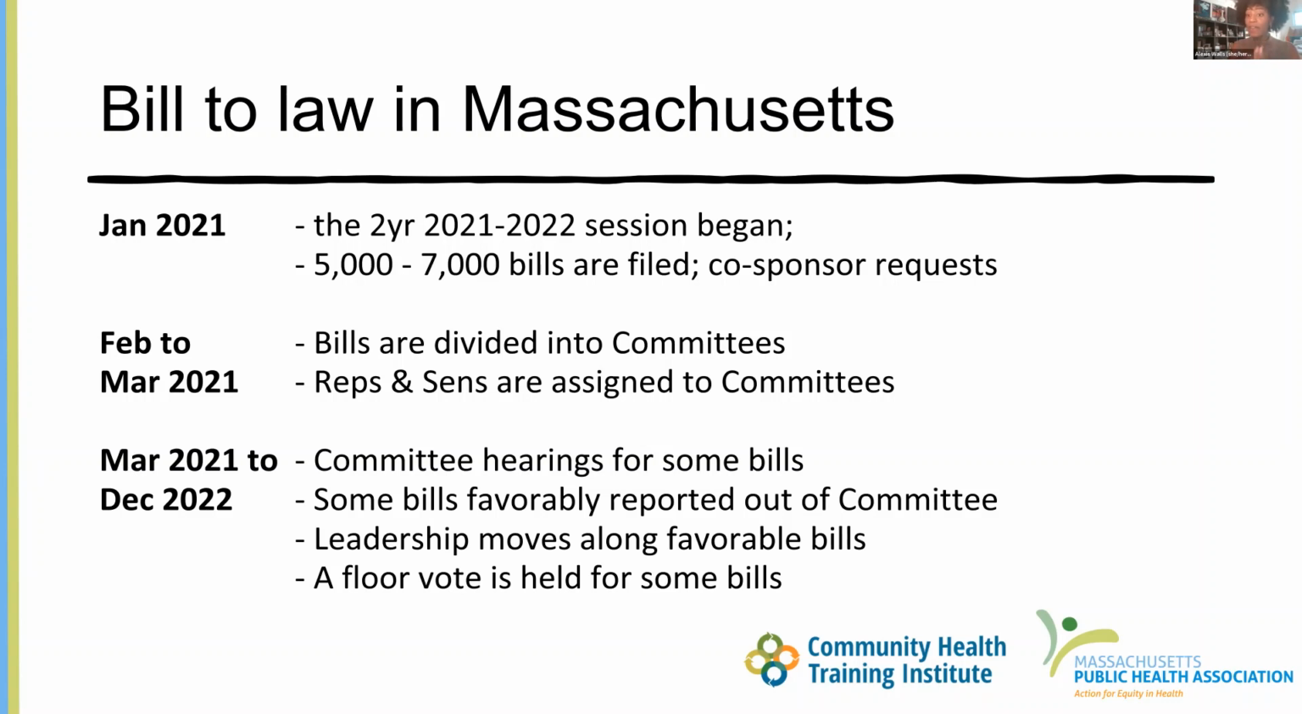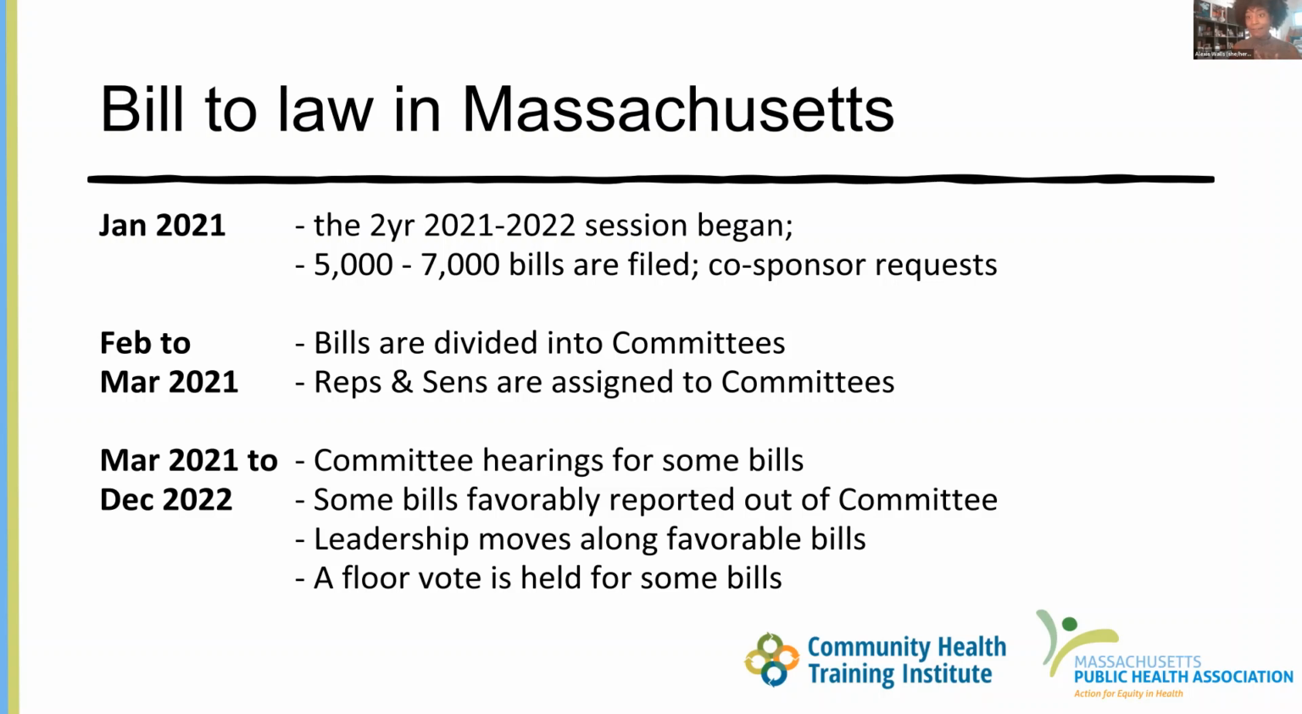If the bill is reported favorably, it then moves on through a process that we don't necessarily need to get into. All you need to know is that leadership plays a huge role in moving forward those favorable bills. There are sometimes favorable bills that leadership doesn't want to move along, which means it will not come to a floor vote. So again, as we talked about earlier, leadership plays a huge role in shaping the agenda. Remember, every representative has a vote, but core leadership actually decides what gets to come to a vote or not. And then finally, a floor vote is held for some bills, the bills that make it.